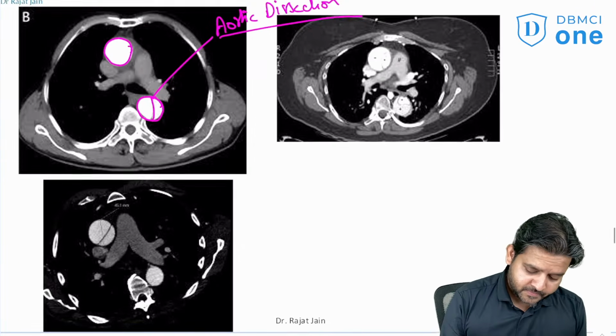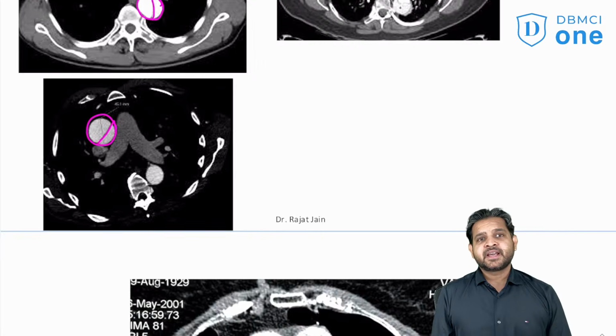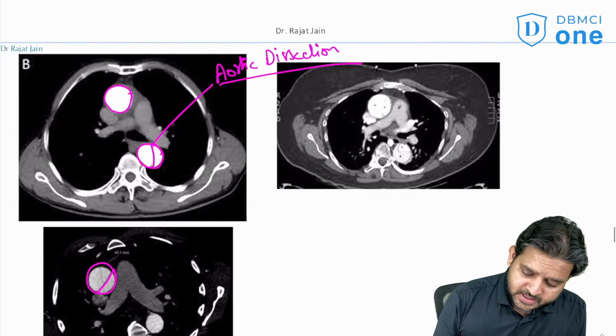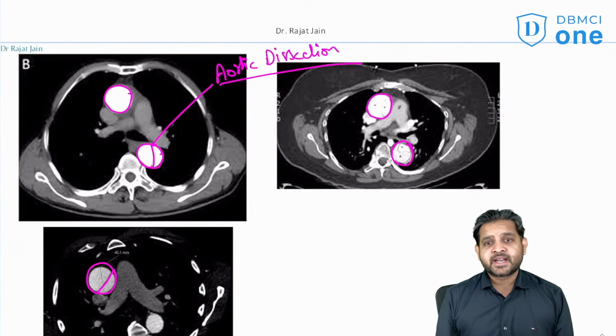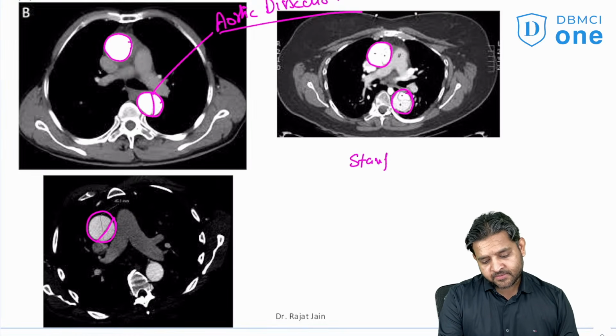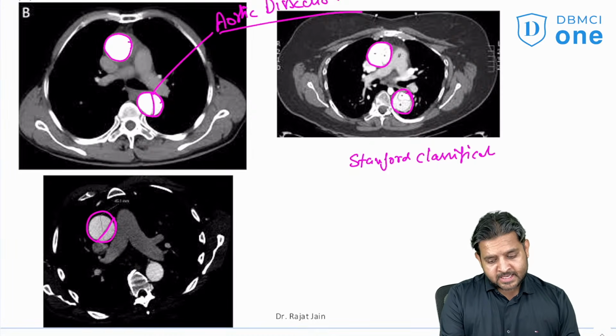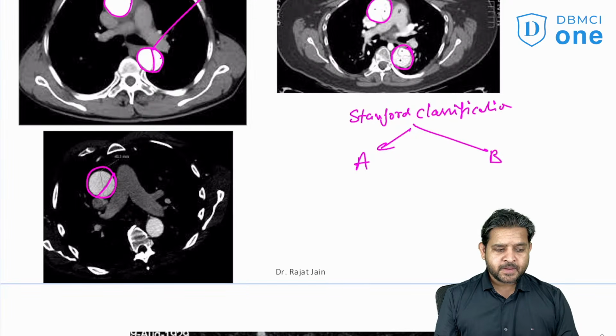which category, right? Another case, and this time the dissection is not involving descending aorta, but it is involving the ascending aorta, right? In this case, I can see that the dissection is involving both ascending and descending aorta, right? So as per Stanford classification, this is something that I want you to remember for sure. As per the Stanford classification, we have got type A and type B.